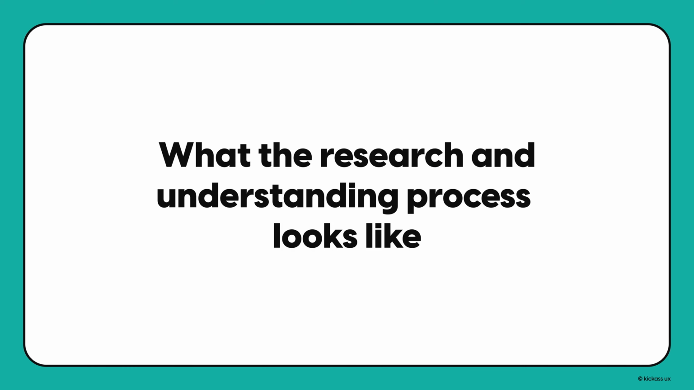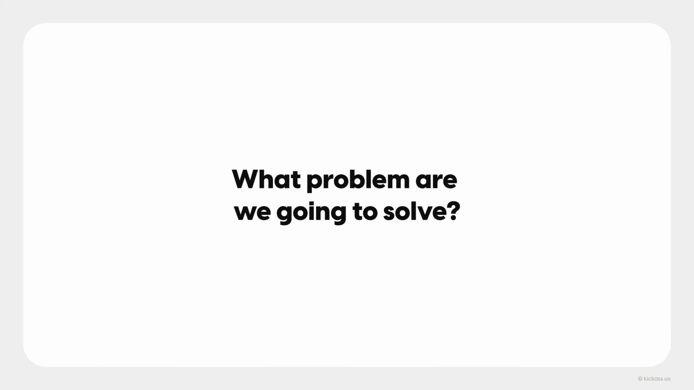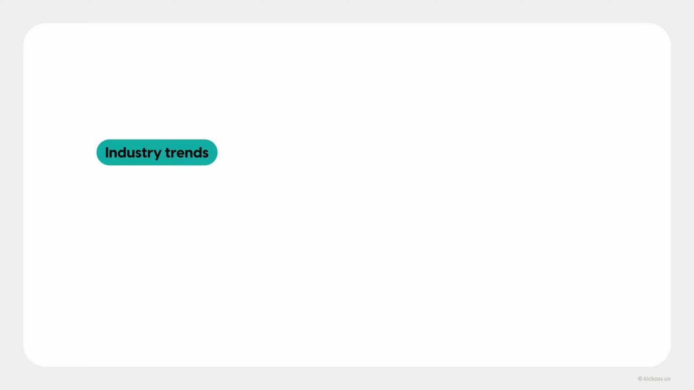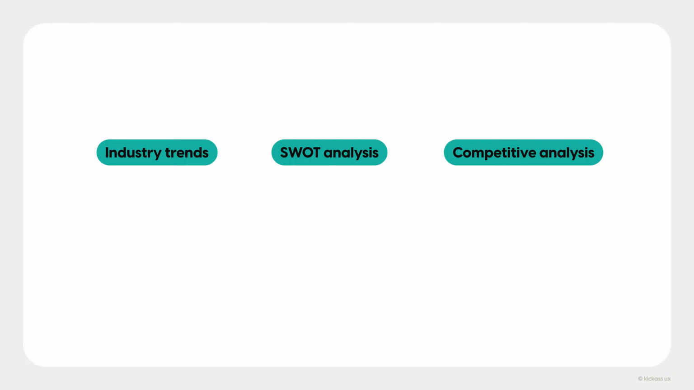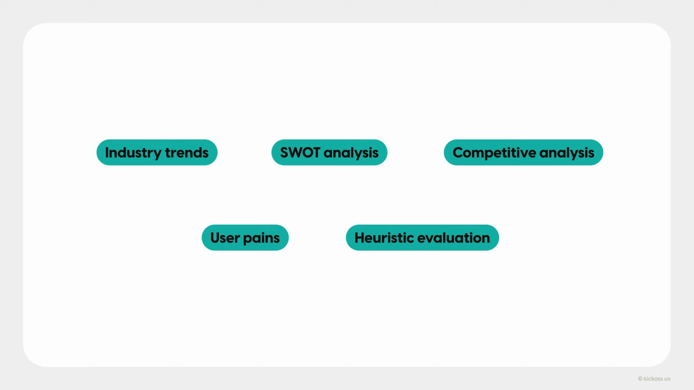Now let's discuss what the research and understanding process typically looks like. In the beginning of this phase, and before designing everything, we first need to figure out the problem we are going to solve. To do this, we use methods such as looking at industry trends, SWOT analysis, competitive analysis, researching user pains, and heuristic evaluations.